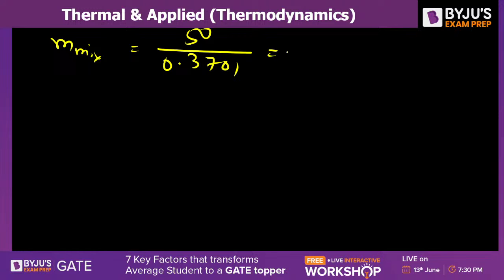0.3701. What is the answer? Are you getting it as 135.08 kg is the mass of the mixture.